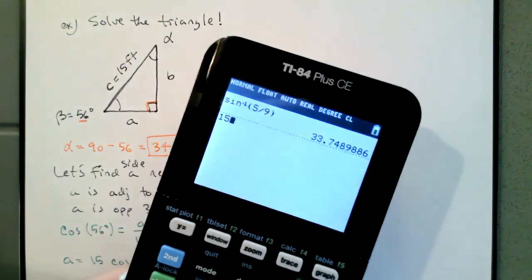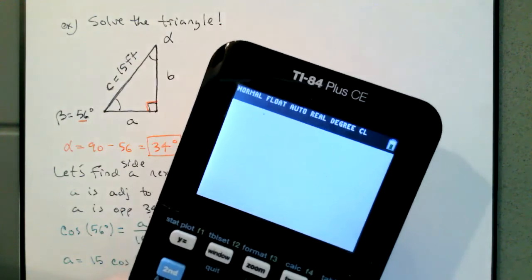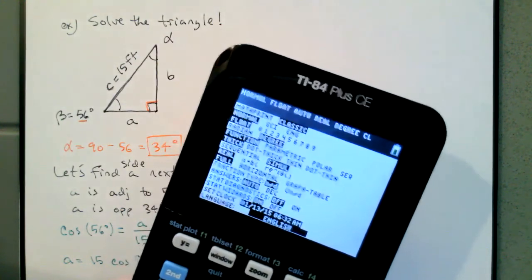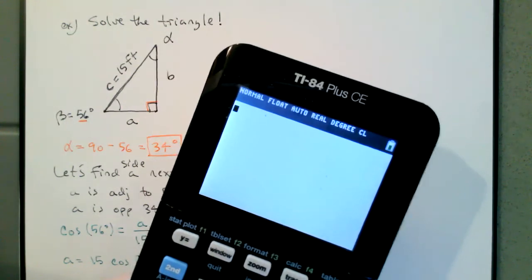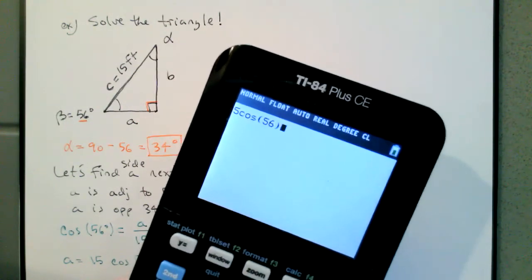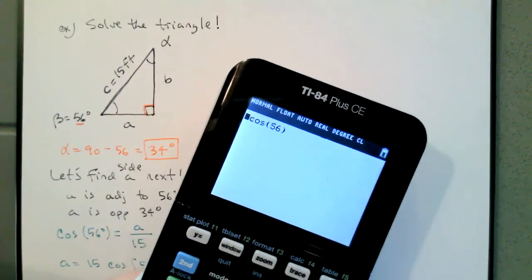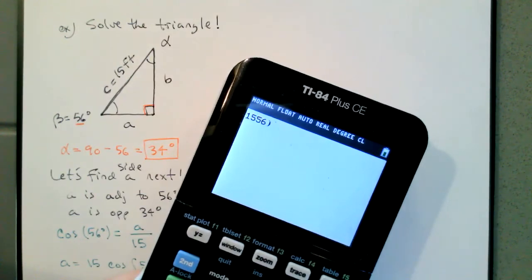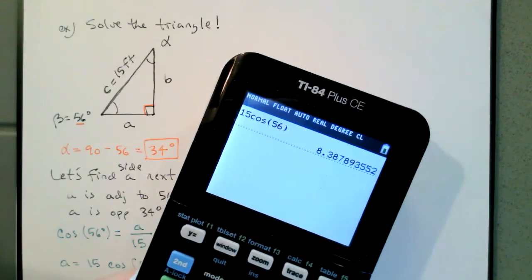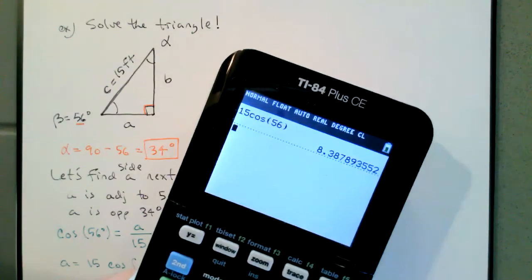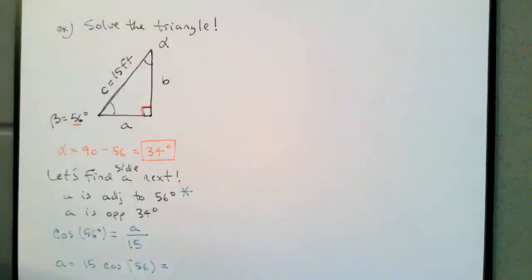So 15 cosine of 56. First, I'm going to make sure I'm in degree mode. 15 cosine of 56. Only took like three tries. 8.387893552. That's excessive.